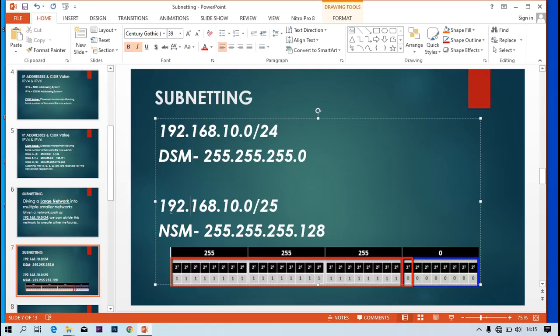So if you look at this other one down here, 192.168.10.0/25, this one also is a class C network. It has a default subnet mask of 255.255.255.0. However, since this is a /25, meaning it has a CIDR value of /25, it means one bit has been borrowed from the host part to make it 25. So we have a total number of 25 network bits in this given network.